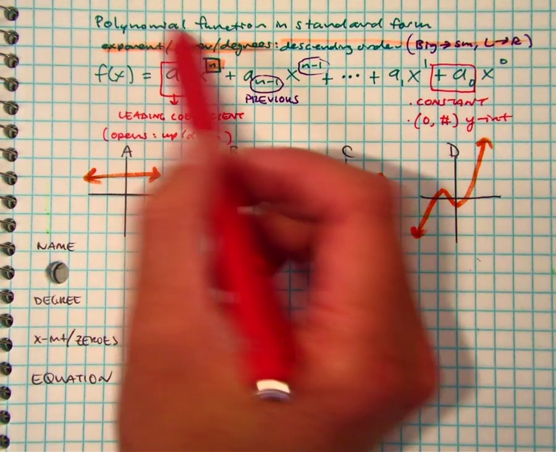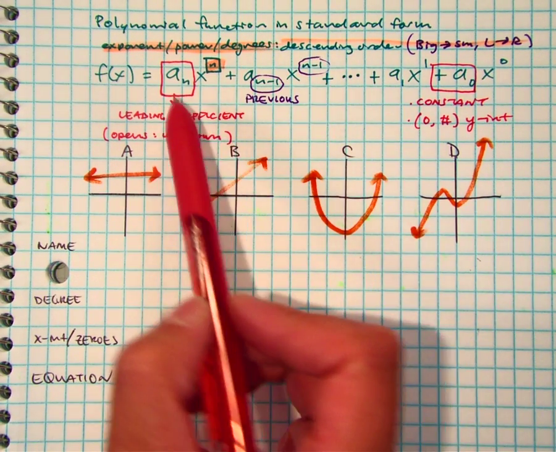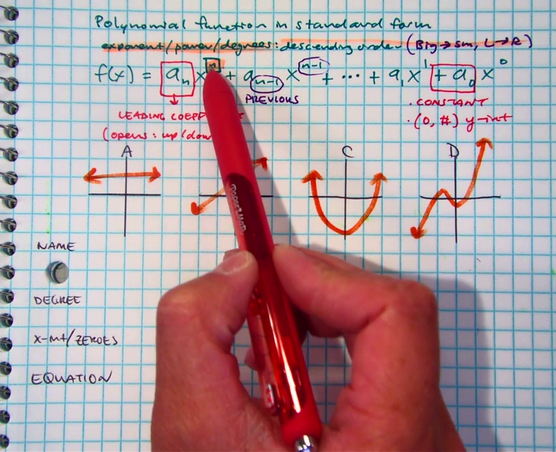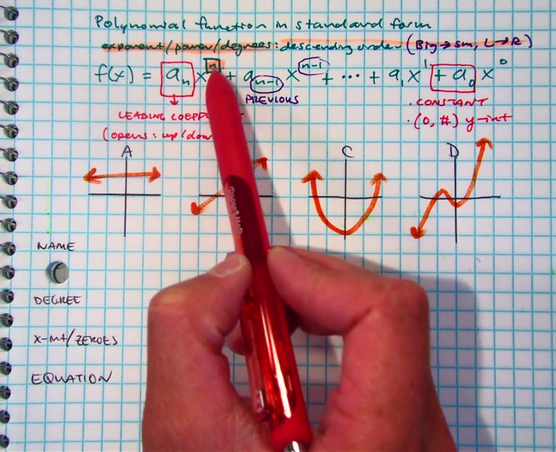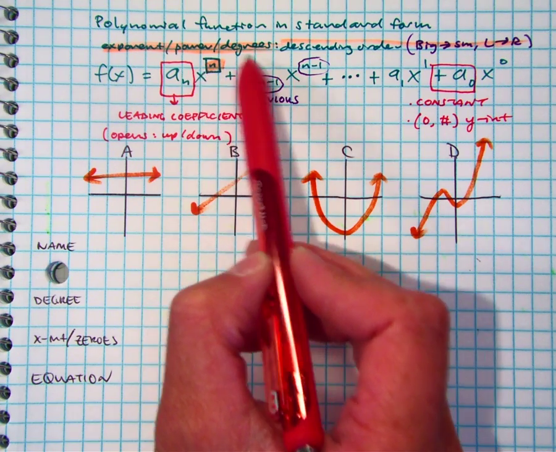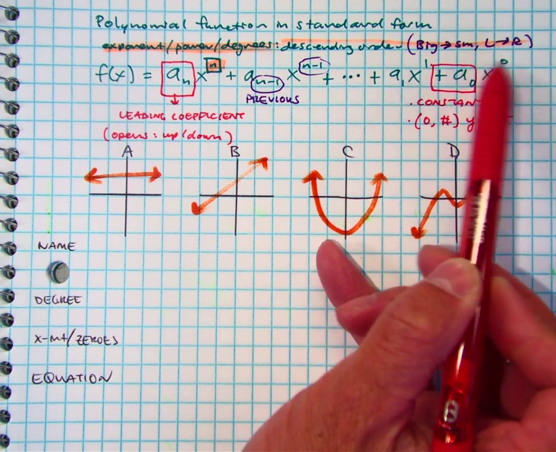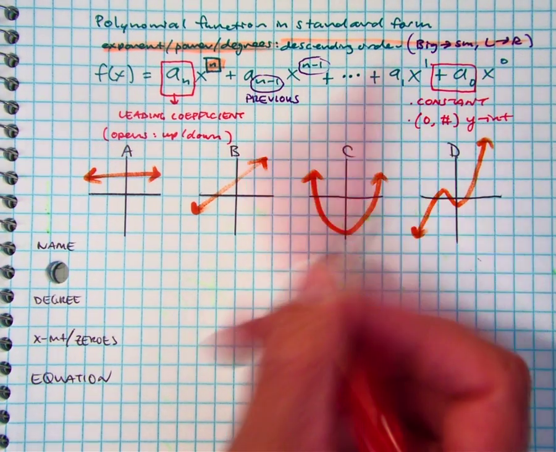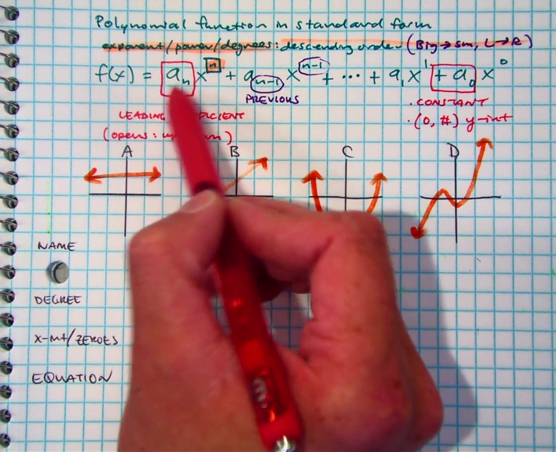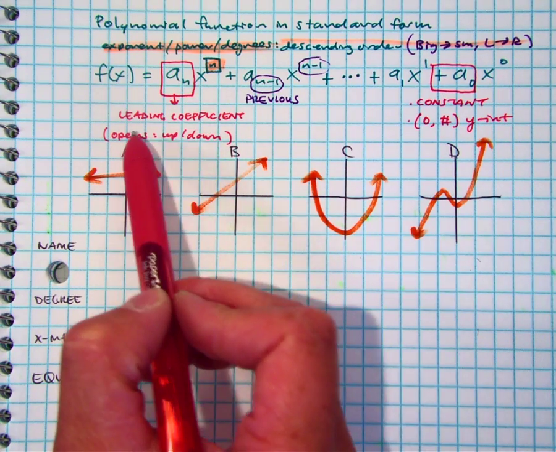Alright, so polynomial functions are written in standard form, looking at each term's exponent. You might have a number up here, 5, 3. They're written in descending order: bigger numbers here and then smaller numbers going down from left to right. That's called descending order. The first term is very important because it gives us the leading coefficient.